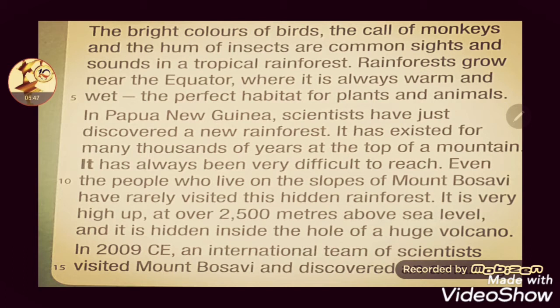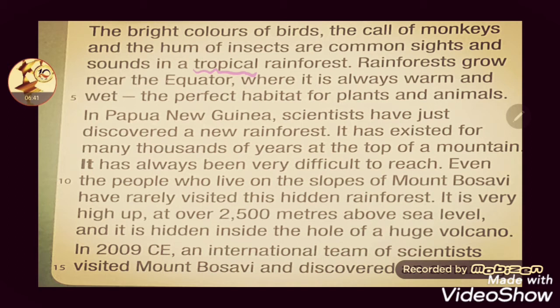So the writer is telling us about these things: the bright colors of birds, the colorful birds; the call of monkeys, the sounds of monkeys when they are making their sounds like they are calling each other; and the hum of insects, the sounds of insects when they make a noise. All these things we call what? Common sights, meaning things that are very easy to find or see, and sounds that you can hear, in a tropical rainforest. So tropical here means equatorial, tropical means equatorial.